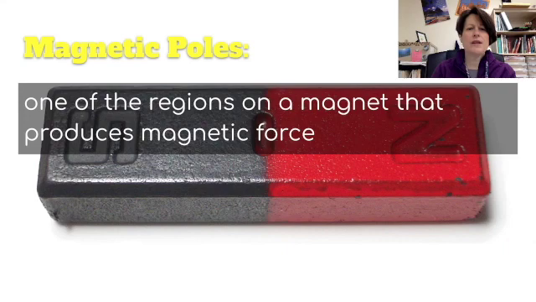So magnetic poles. On the magnet, there are two poles. A magnetic pole is one of the regions on a magnet that produces a magnetic force. So we have the north and the south poles, which sounds a lot like our Earth, right? Because our Earth also has a magnetic field.